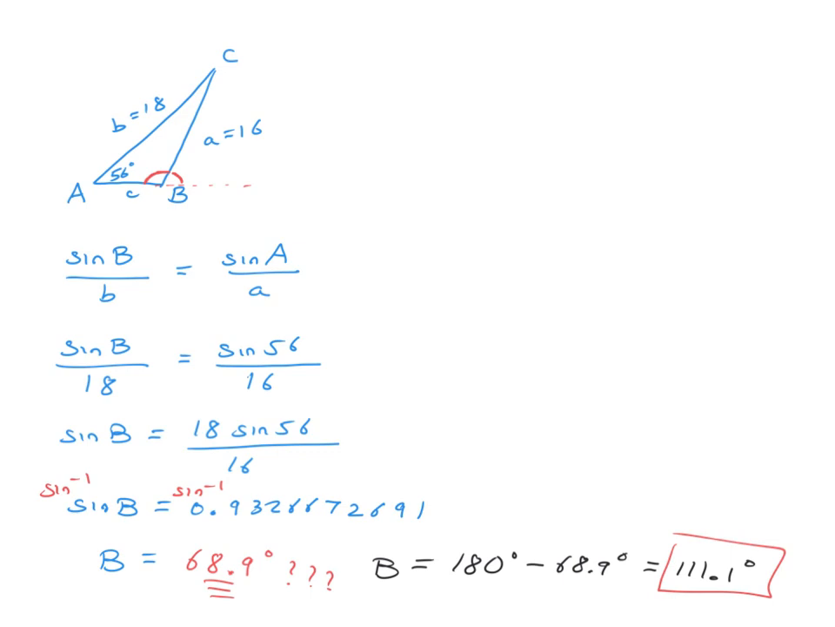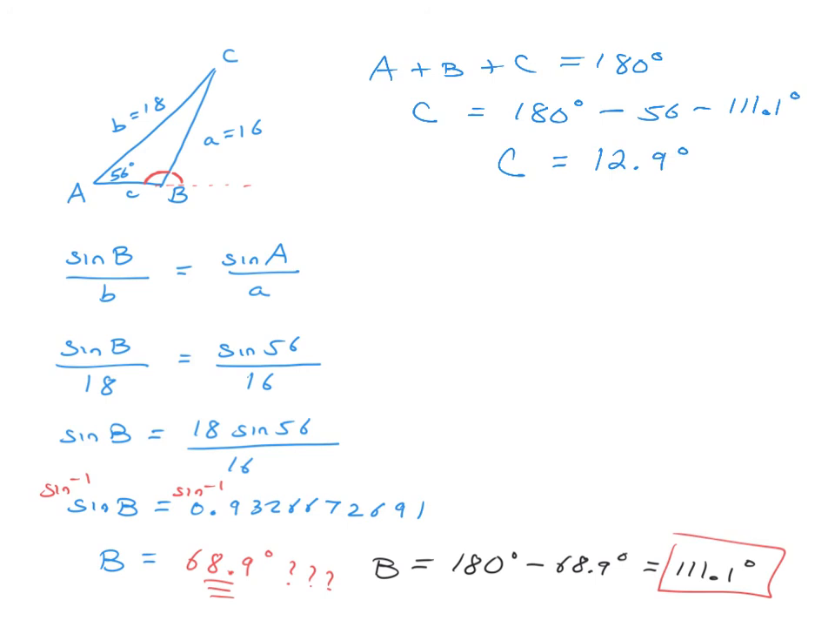That being said, the rest of this process is very similar to what we just did. The sum of the three angles is equal to 180 degrees. So if you want to solve for C, you can take 180 degrees, you can subtract off 56, but this time you're subtracting off 111.1 degrees. That means C, it's a small angle, it's 12.9 degrees, but that makes a lot more sense in the picture. I was anticipating a very small angle.